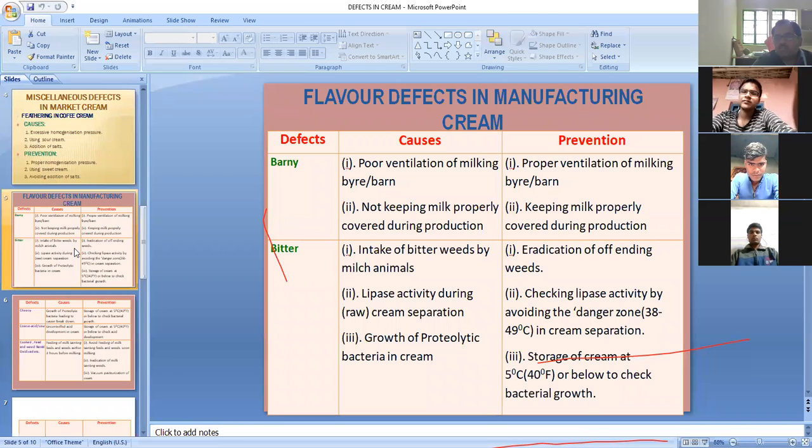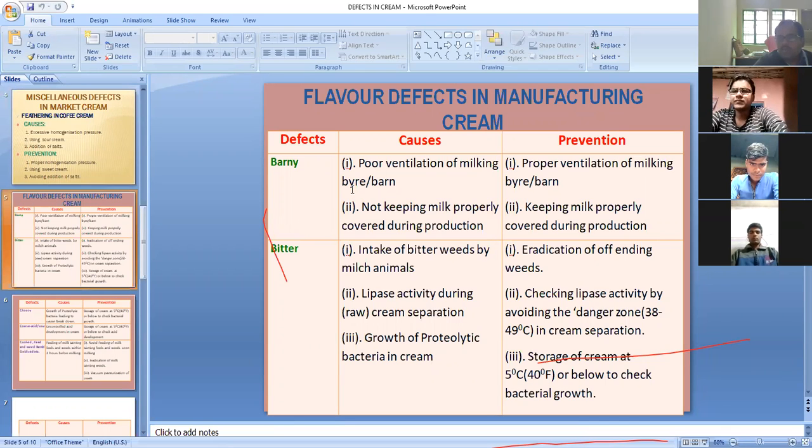Another one of the defects which is much common is Barney defect. Barney defect also comes into the market milk. So what is the reason behind that? If milk is kept in a poorly ventilated room, definitely there may be chances of Barney flavor. Another one is not keeping milk properly covered during the production. अगर हम प्रोडक्शन के दौरान अच्छा से नहीं रखते हैं कवर करके दूध को, तो there may be chances of Barney cream flavor in the cream. It may also come into the milk, market milk में.